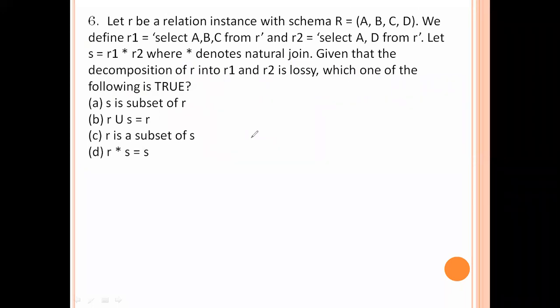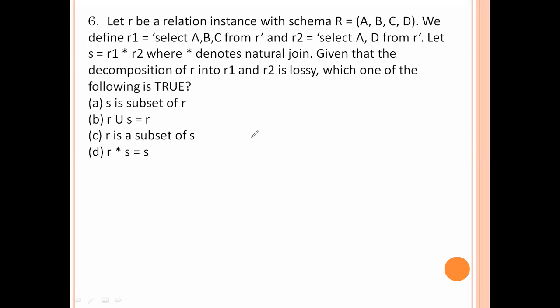Let R be a relation instance with schema R(A, B, C, D). We define R1 equal to select A, B, C from R and R2 select A, D from R. Let S equal to R1 star R2, where star denotes natural join. Given that the decomposition of R into R1 and R2 is lossy, which one of the following is true?